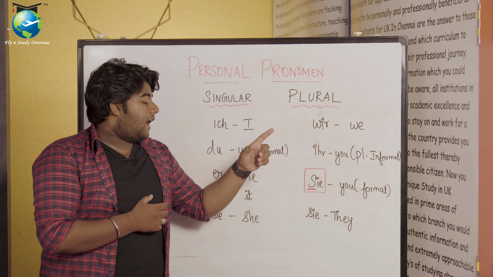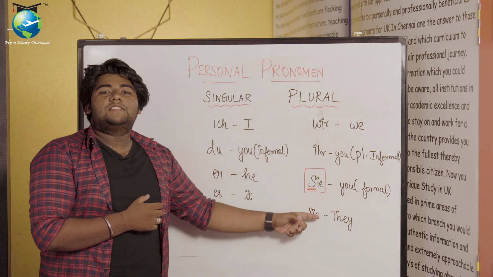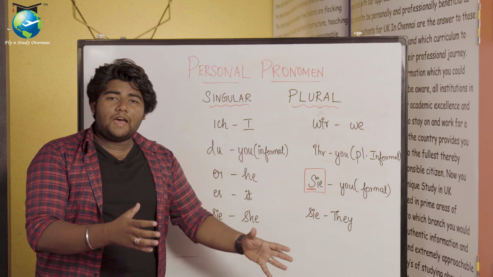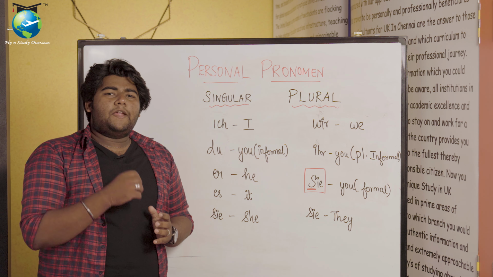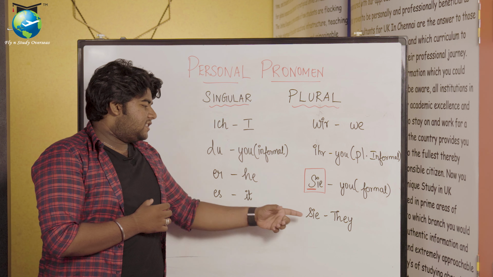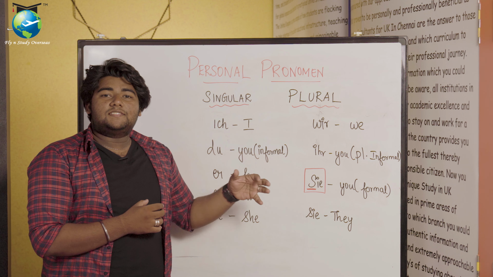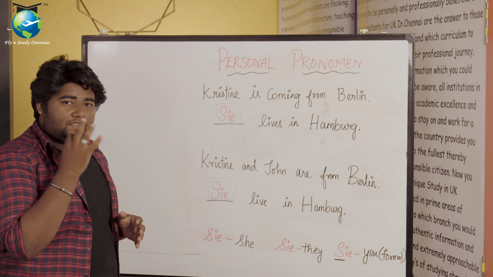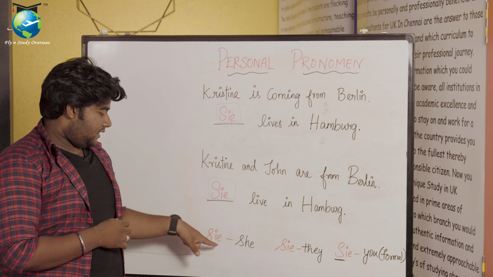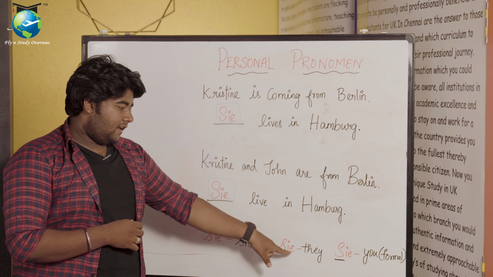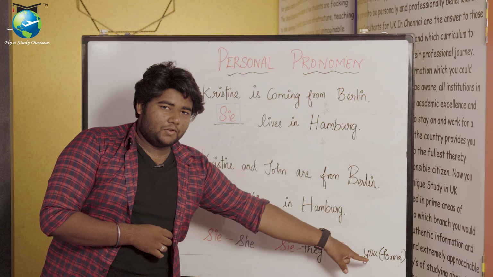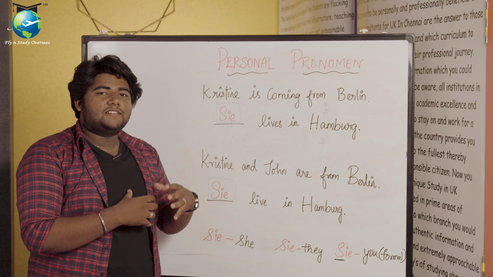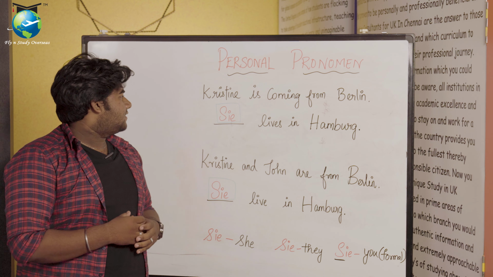Okay, and then again sie, which means they. Sie, which means they. So now I'm going to explain how to differentiate these three sies in a sentence with a simple example. As I told you earlier, there are three sies, right? This sie which is she, they, and you in a formal way. So now I'm going to tell you how to use these sies in a sentence. Okay, let's take an example.